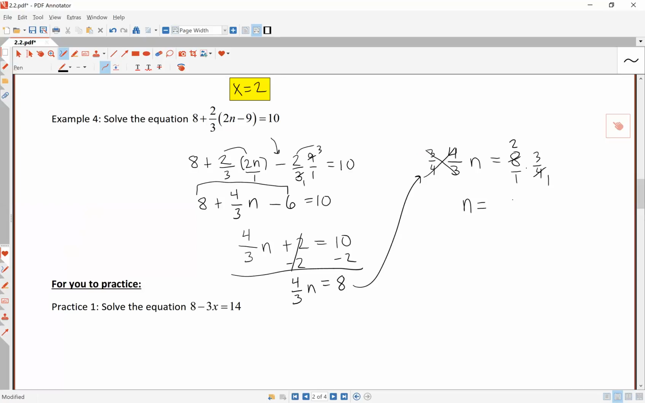A good exercise for you would be to plug n equals 6 back in. 6 times 2 is 12, minus 9 is 3, times 2/3 is 2, plus 8 is 10. That would be a great exercise for you to check that.